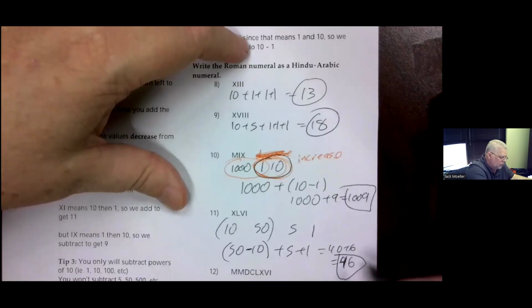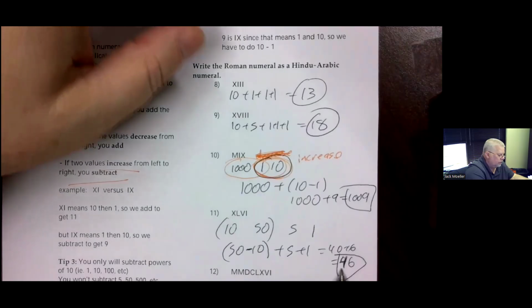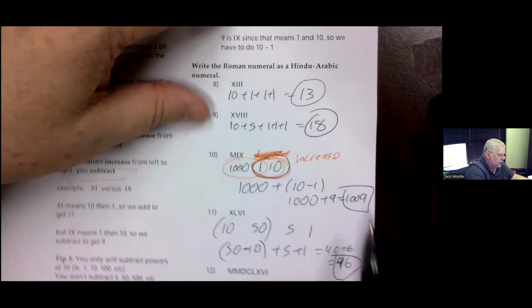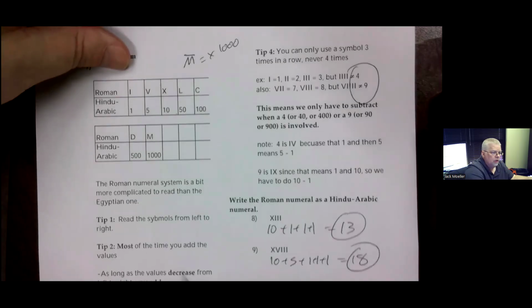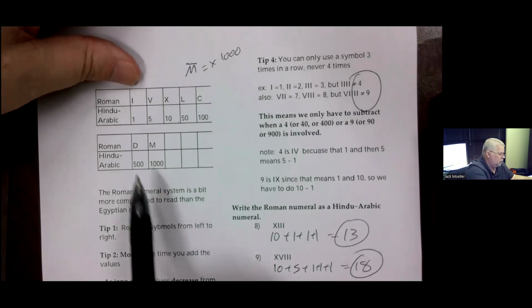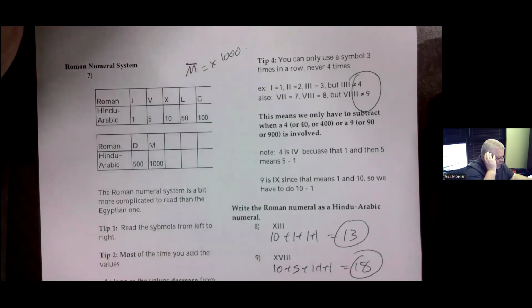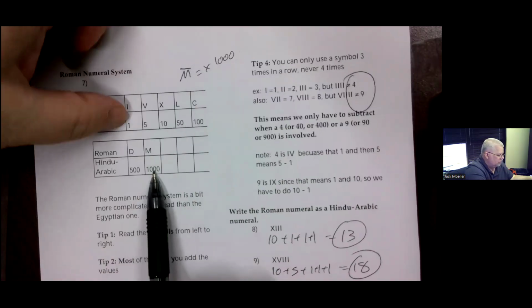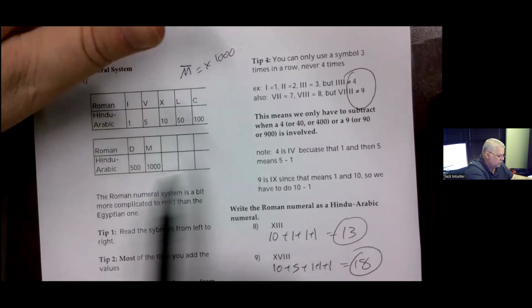So if subtraction is involved in base 10, there's going to be either a 4 or a 9 somewhere. So here we subtracted 10 minus 1 to get the 9. Here we subtracted 50 minus 10 to get the 40. If we wanted, say, 400, how would we get 400? Well, we would have to do 500 minus 100. Or if you wanted like 999, well, that would be 1,000 minus 1. So as long as there's a 4 or 9, you have to think in terms of subtraction to get those 4s or 9s. Every other digit, we're just adding.